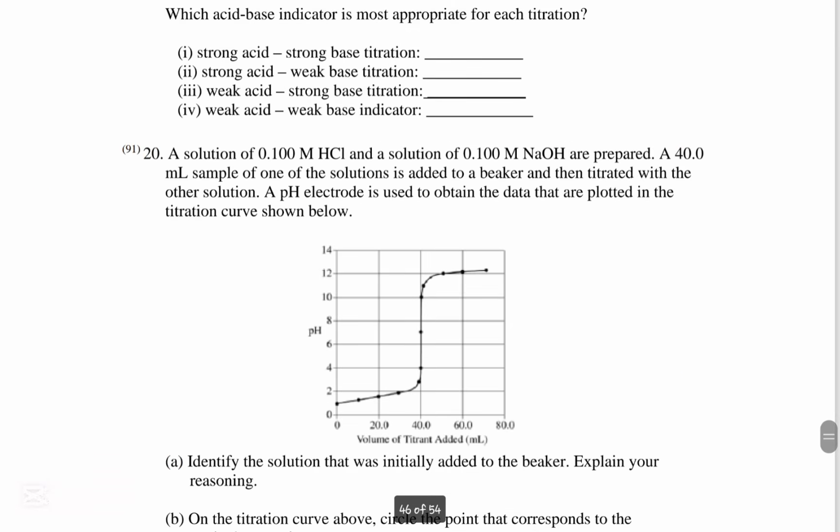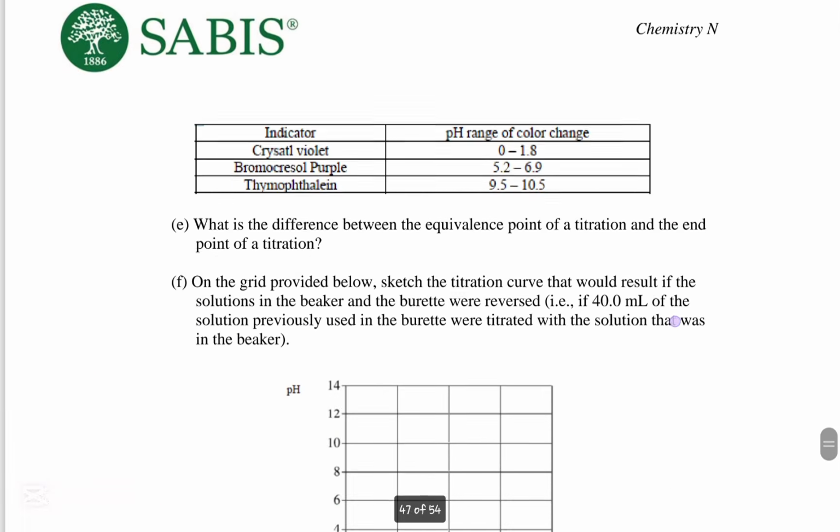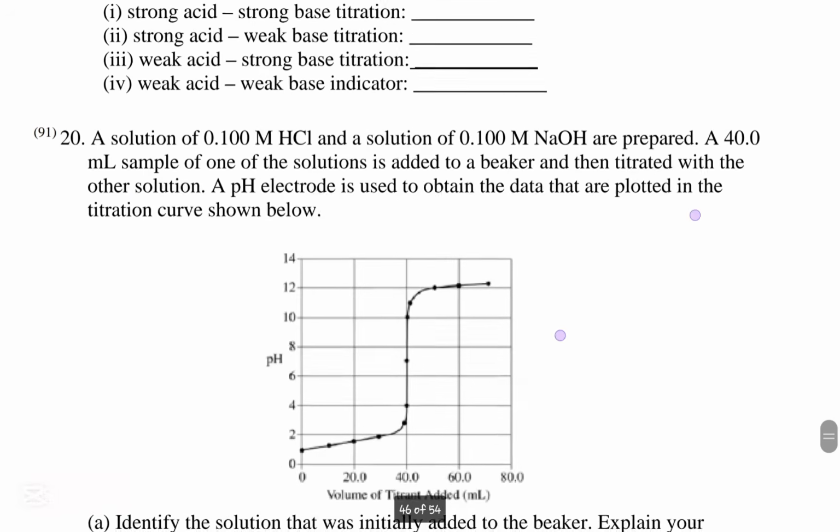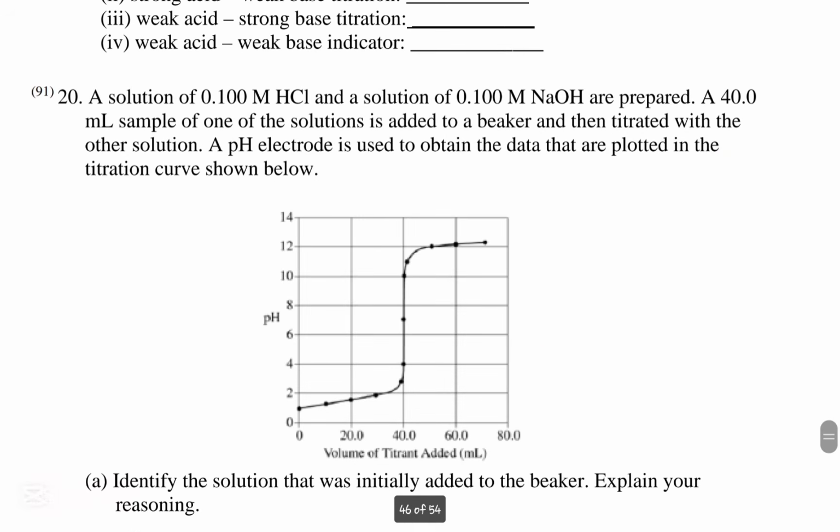What does it say in question 20? Question 20 ranges a lot, actually. It's until part F. So let's see what it says. A solution of 0.100 molarity HCl, this is the concentration, and 0.100 molarity NaOH, this is the concentration again, are prepared. A 40 milliliter sample, so this is the volume, of one of the solutions is added to a beaker and then titrated with the other solution. A pH electrode is used to obtain the data that are plotted in the titration curve shown below.